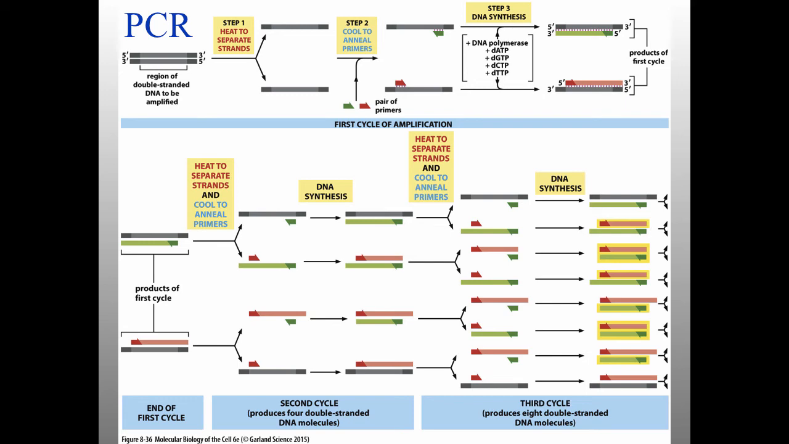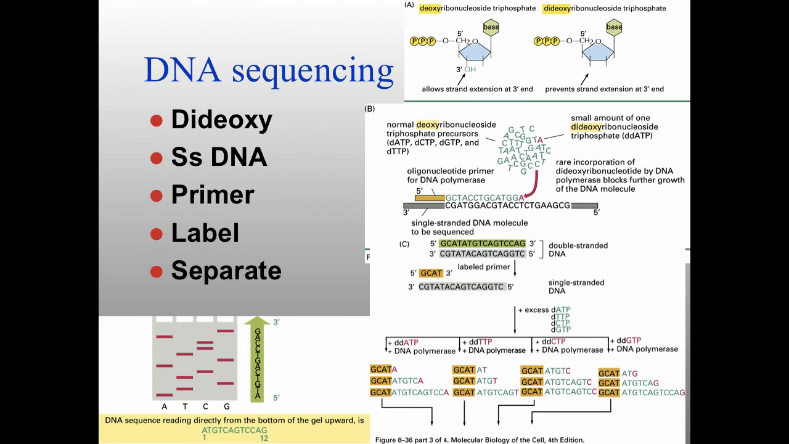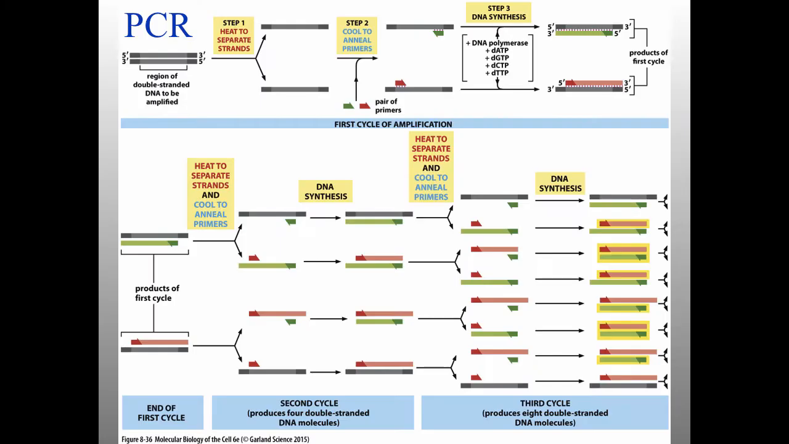So we'll finish up. Oh, sorry. Yeah, so the question is, why do you not just get the two strands coming back together, and why do you have primers which come in? It's because you have a vast excess of primers.